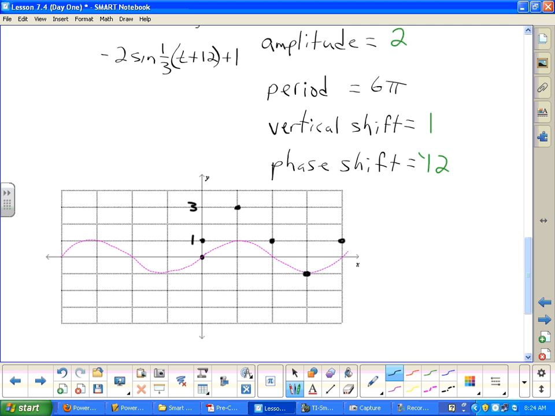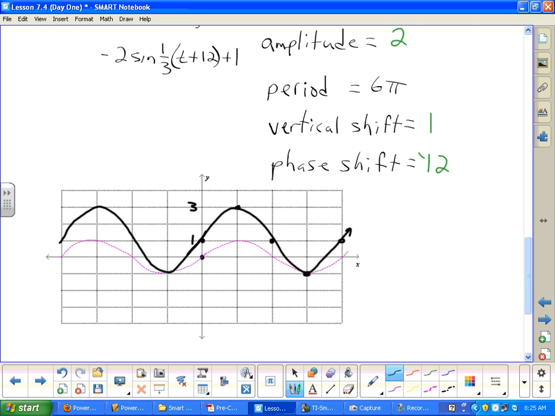Now the graph is going to look kind of like this. So we have 2 different things we need to think about here. It's going to come down here to -1, to 0, 3, back to 0. Now, I have a phase shift of -12, which means what? This middle point here, or everything, has been moved to the left 12, correct? So let's keep that in mind for a second. The other thing is the period is 6 pi.